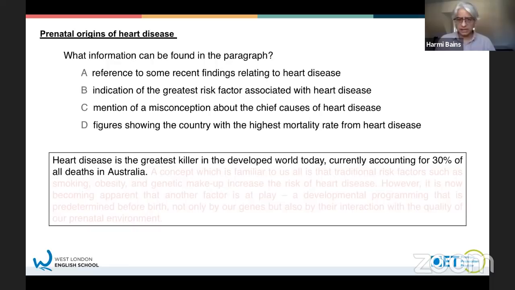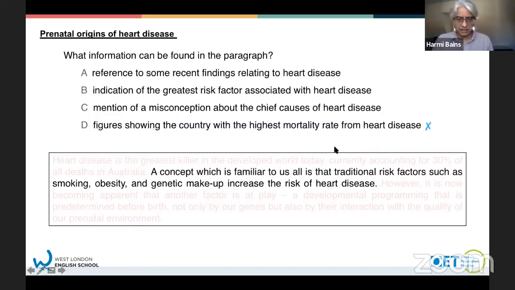It said that 30% of all deaths are to do with heart disease. That's all really the first sentence is telling you. Be careful, because if you look at option D, some people see the country with the highest mortality rate. But it didn't say that. It didn't say Australia has the highest mortality rate. It just tells you that 30% of all deaths in Australia are to do with heart disease. So if you did think D, you would have been incorrect. Just got to read the questions really carefully.